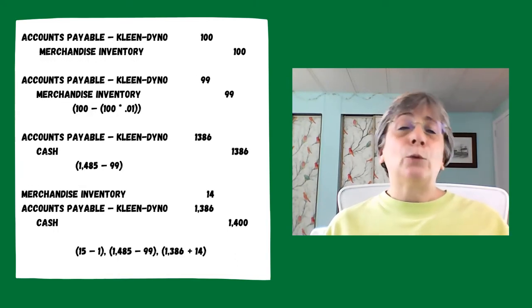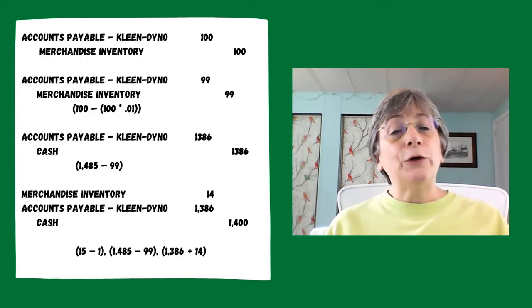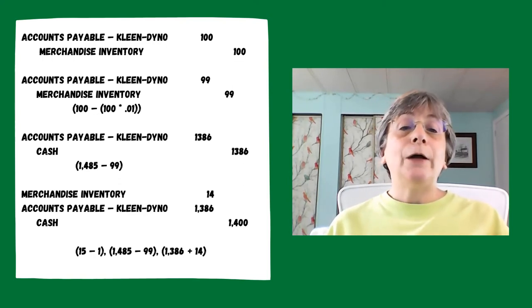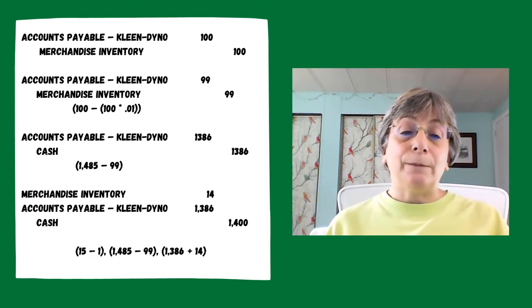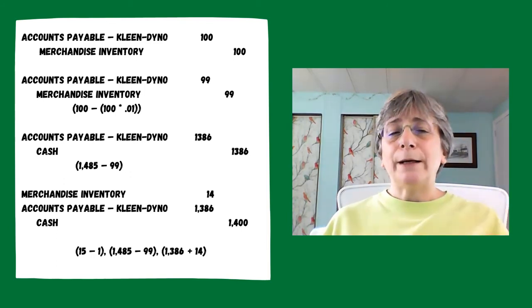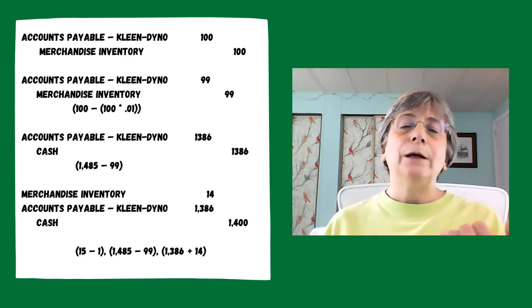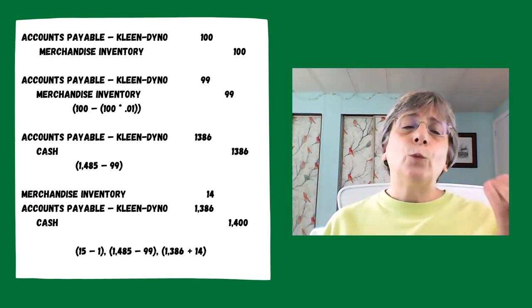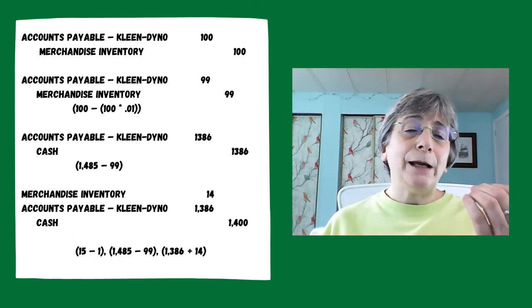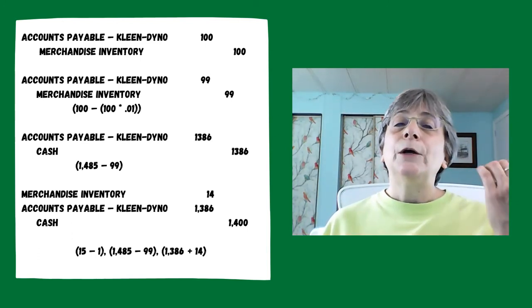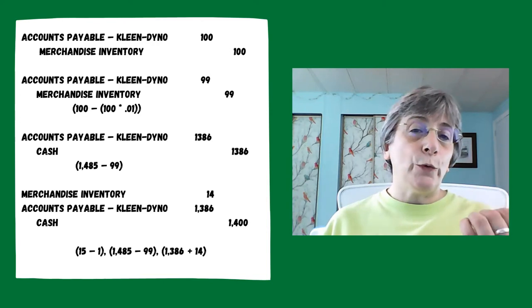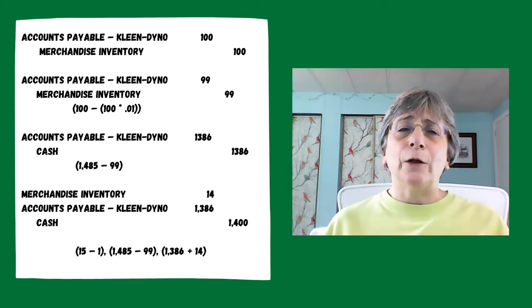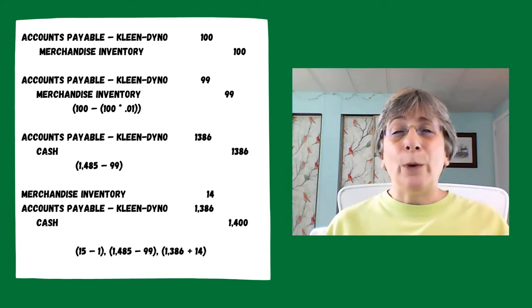Now let's add a wrinkle to this. Let's say we returned some of the merchandise before we paid the bill. We returned $100 worth of merchandise. So let's look at what that entry would be. So we're going to credit merchandise inventory because we're taking that back out of inventory. And we're going to debit accounts payable for Clean Dino to reduce the amount that we owe them, because we owe them $100 less.